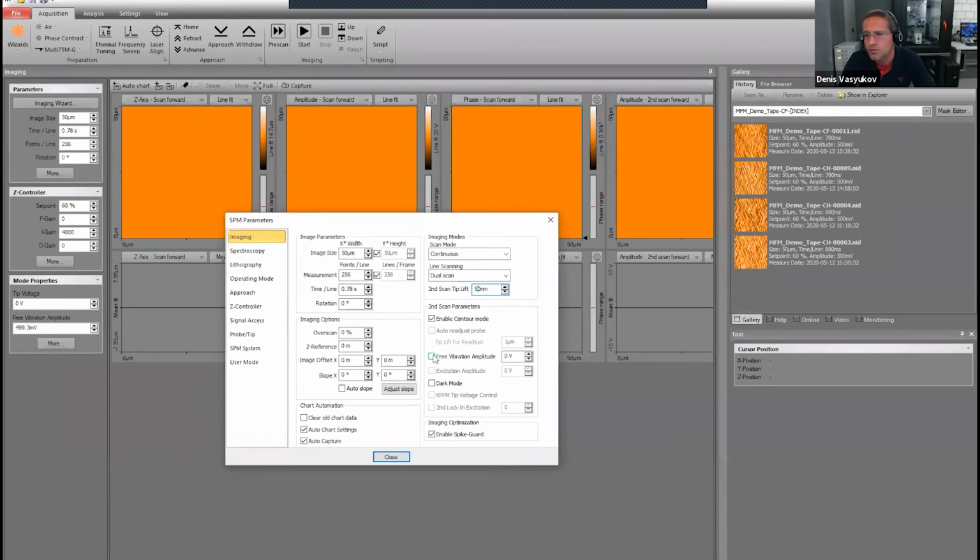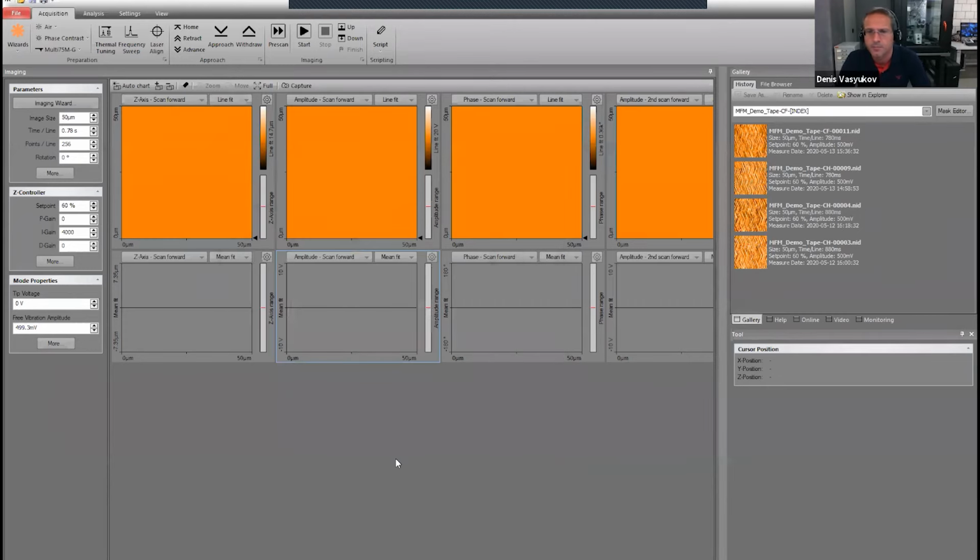What you can also do is change your free vibration amplitude if you would like a bit higher XY resolution of your MFM signal. But if you decrease this free vibration amplitude, you might lose the magnetic signal. So it's a kind of trade-off. You either benefit in XY and lose in magnetic signal quality, or you have a very good magnetic signal, but then the XY resolution is less.